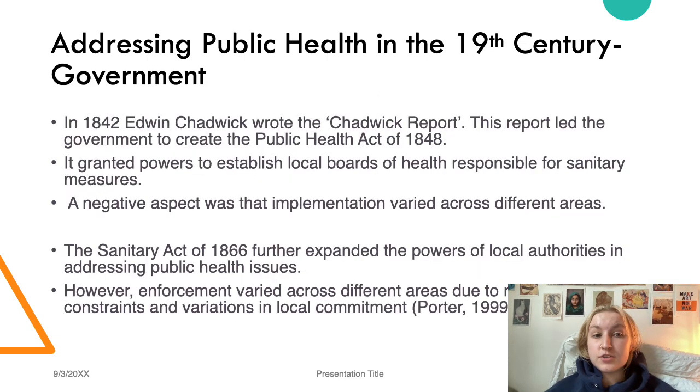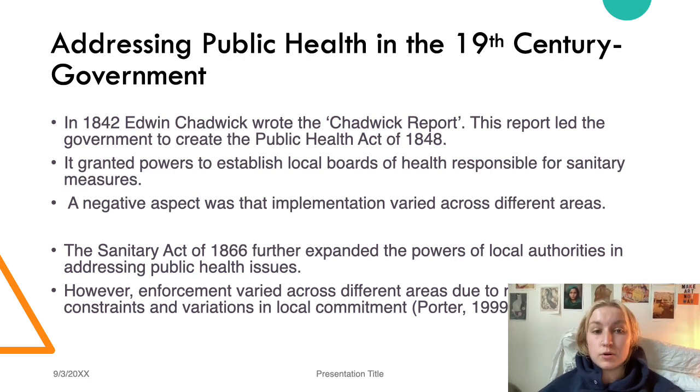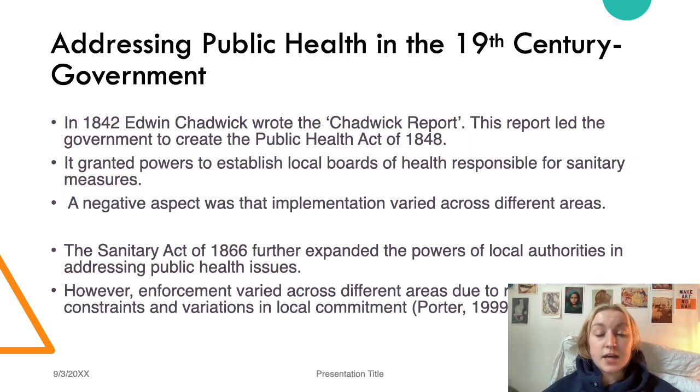In the 19th century, government involvement in public health also became increasingly significant as they recognized the need to address these issues through legislation, regulation, and the establishment of public health institutions. In 1842, Edwin Chadwick wrote the Chadwick Report, which linked the lack of sanitation with the spread of disease, high death rates, and low life expectancy. This report led the government to create the Public Health Act of 1848.